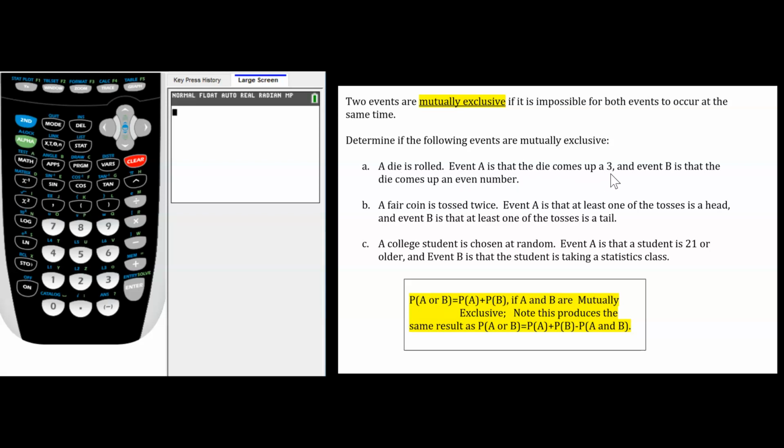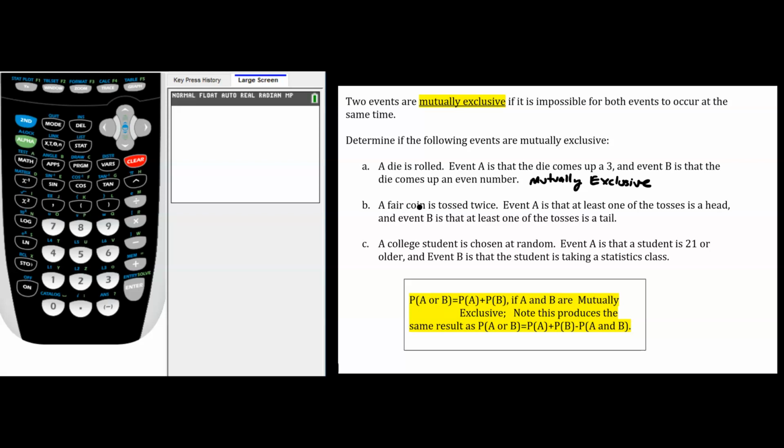Event A is that the die comes up a 3, and event B is that the die comes up an even number. My question to you is, is it possible to roll a die and get a 3 and, at the same time, get an even number? Can you have overlap between these two events? Can you get both a 3 and an even number when you roll that die? As you know, 3 is an odd number, so you realize that you cannot have that happen. It's completely impossible to have event A and event B together. As a result, we would say that these two events are mutually exclusive. They both cannot happen at the same time.